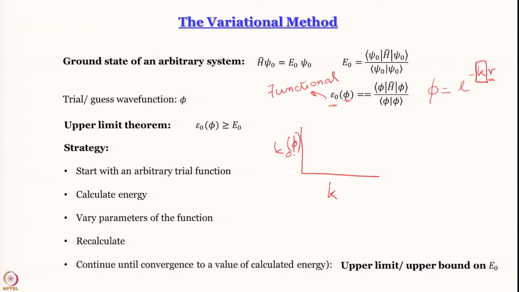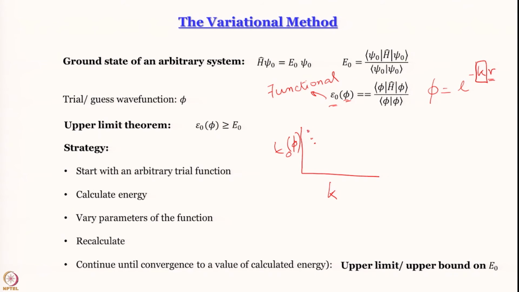Find out what is epsilon 0 phi. Whatever it is I plot. Then I change the value of k to say 99. I calculate the value of epsilon 0 phi, I see that it has gone up. Then I change it to say 98 and then again I see it is going up.